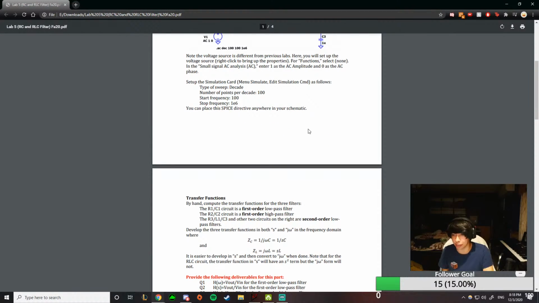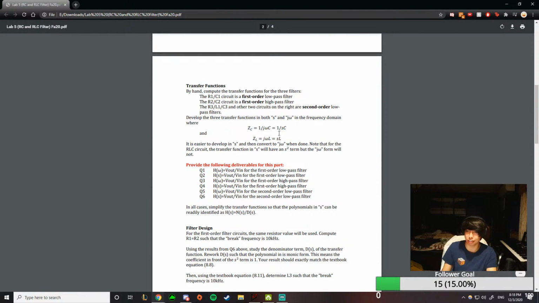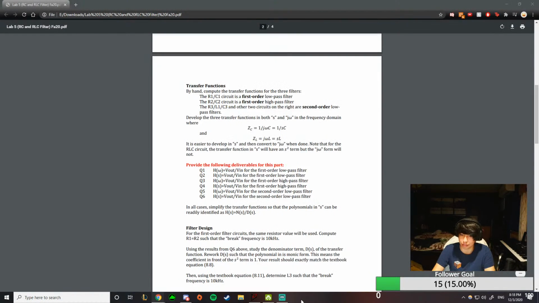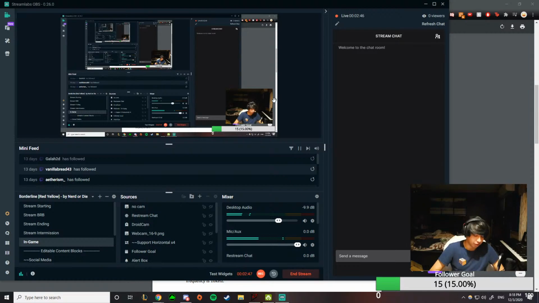Basically, I'm at the very beginning, creating the transfer functions for each different circuit. Okay, so this is the first one. I'll be doing some work in my lab document, in my notebook, I mean, and I'll take pictures and upload them to Google Docs.